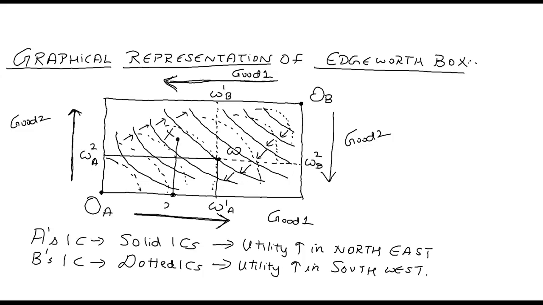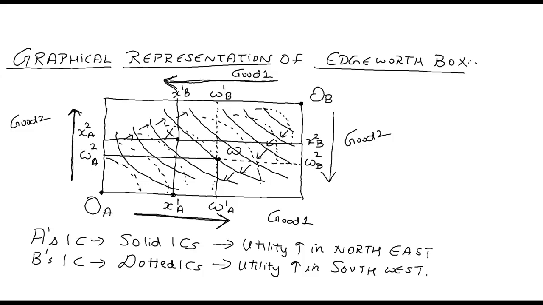So this will denote X1A, which is the amount of good 1 consumed by agent A. This will be X2A, the amount of good 2 consumed by agent A. This will be X1B, the amount of good 1 consumed by agent B, and this will be X2B, which is the amount of good 2 consumed by agent B.